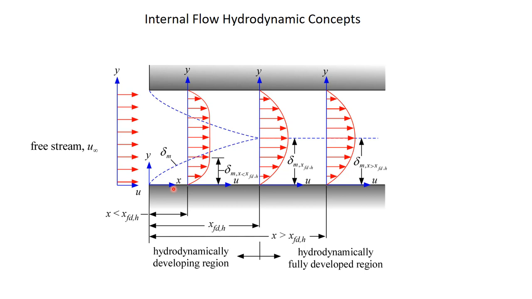All right, so we need to define a few terms that we will use for internal flow, right? So the first term is the velocity that we're going to use as our reference velocity. So in an external flow, we had the free stream velocity, right? The free stream velocity was the velocity that I could always get to anywhere on the surface if I just went far enough out from the surface to get out into the free stream.